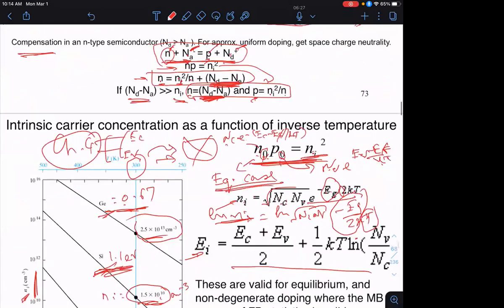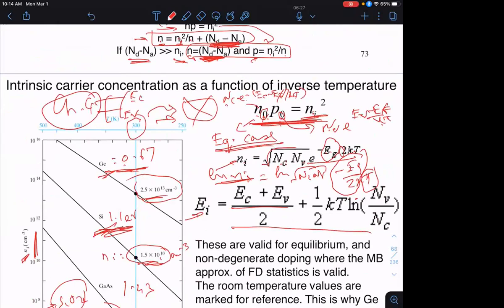I'll let you do that on your own. And you'll see that is equal to EC plus EV over 2. Now, what is that? EC plus EV over 2 is exactly the middle of the gap, okay? But then we'll find that there's a second term, which is the ratio of NV over NC, which depends on the density of states in the valence and the conduction band.